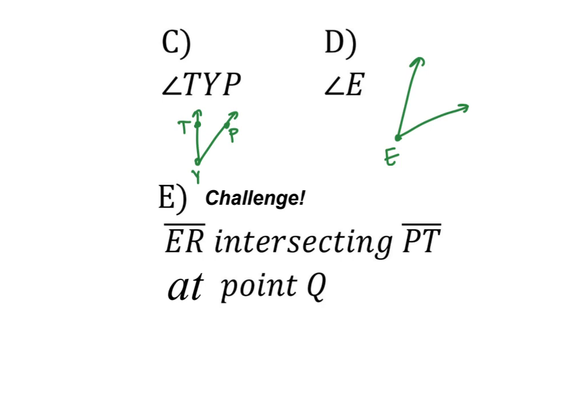And then lastly, E is a challenge. It says we have line segment ER intersecting PT, so I'm going to draw ER first. So ER is intersecting PT. And the point of intersection we call point Q.